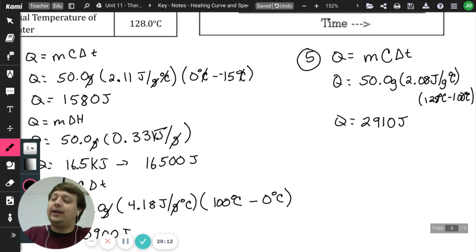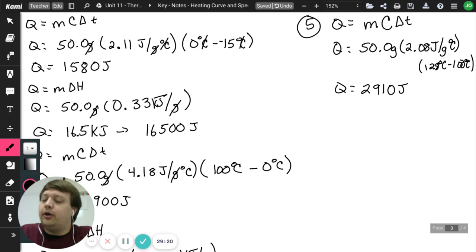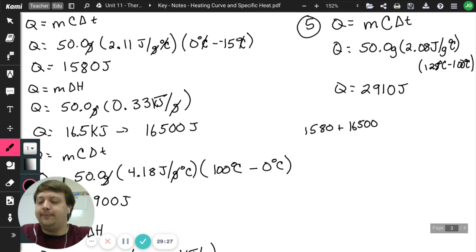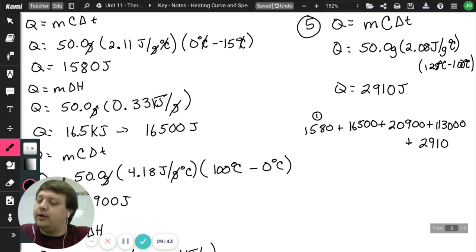Okay. So now I've solved 5 different things, but that doesn't tell me the amount of energy required. So now all I need to do is take all of my energies from each of those different phases and solve for the total. So I had 1,580 plus 16,500 plus 20,900 plus 113,000 and plus 2,910. So this represented step 1, step 2, step 3, step 4, and step 5.